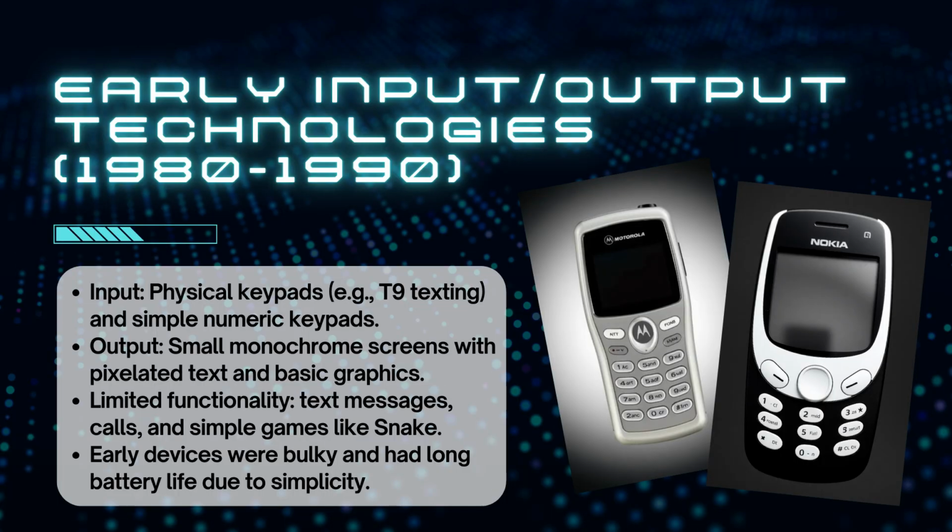Let's start in the 1980s and 90s. This was the era when mobile phones first started becoming more than just a luxury item. Early devices like the Motorola DynaTAC and Nokia 3310 were the first phones to feature basic input and output capability. For input, mobile devices used physical keypads. Most phones had T9 keyboards, which means you had to press each number multiple times to type a letter. This made texting a bit slow but still groundbreaking at the time.